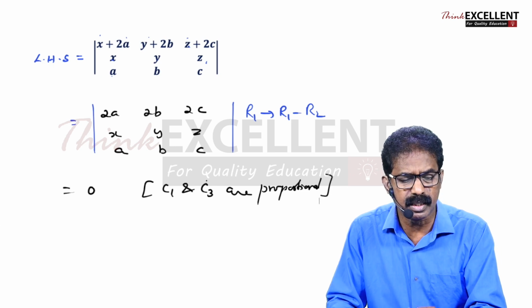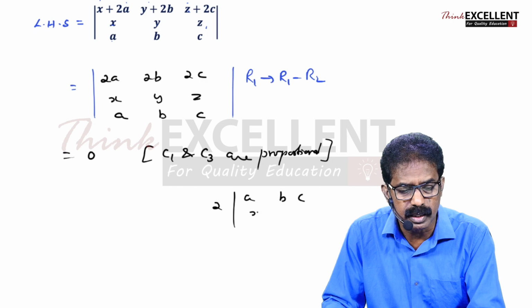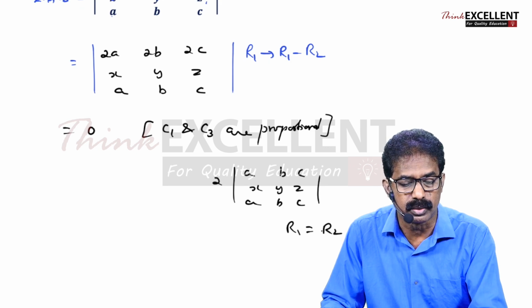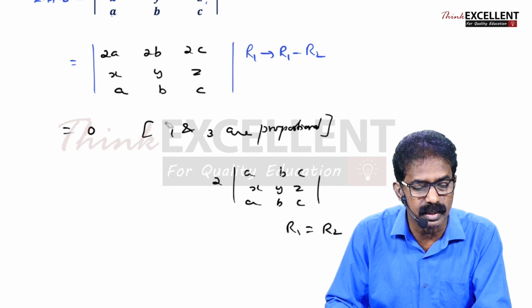You can make them identical. If you want, you can take 2 outside. Then you say ABC, XYZ, again ABC. Now first row and third row are identical. You can say R1 equal to R3. Okay, not C1 and C3, it is R1 and R3, right?